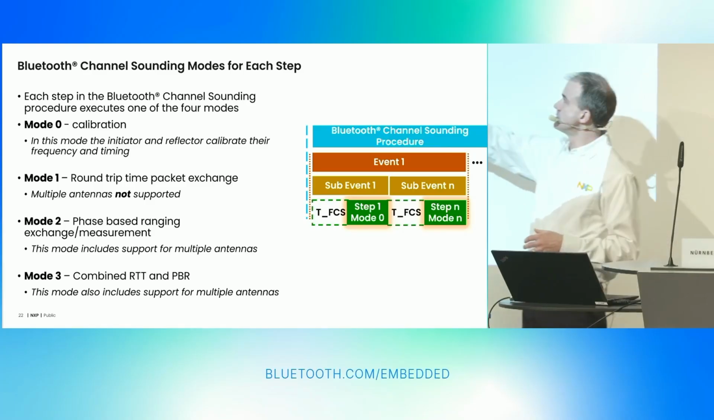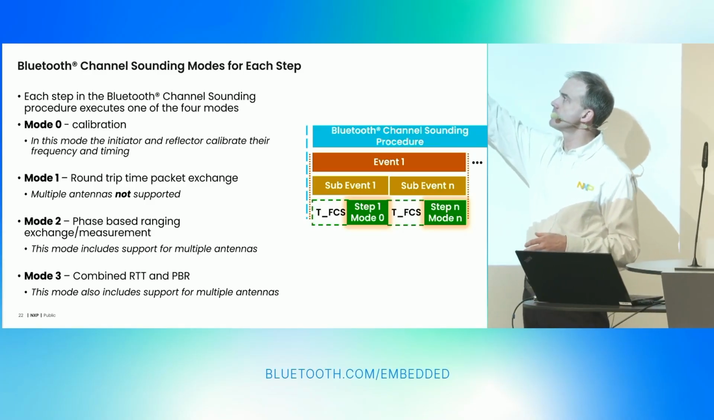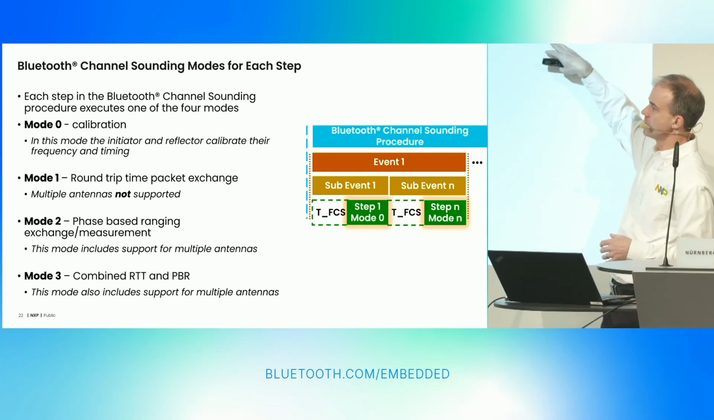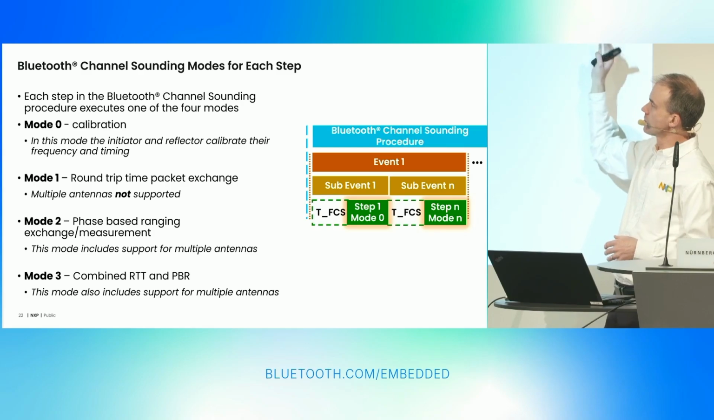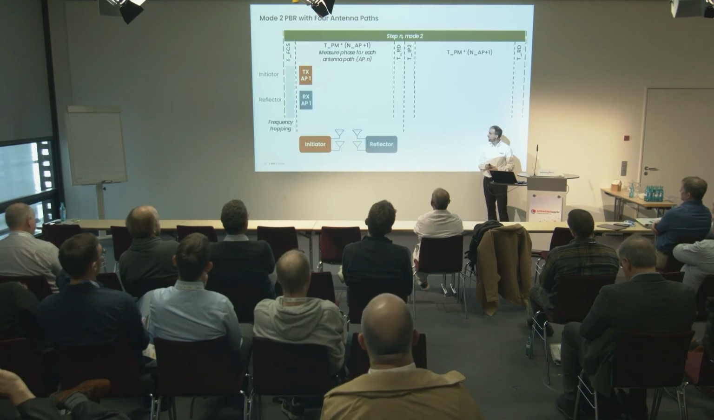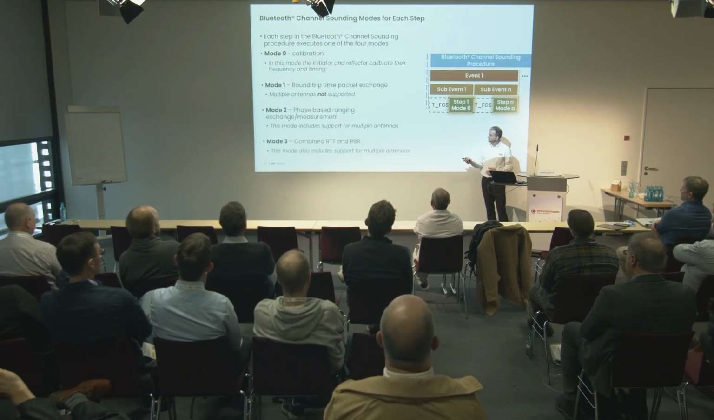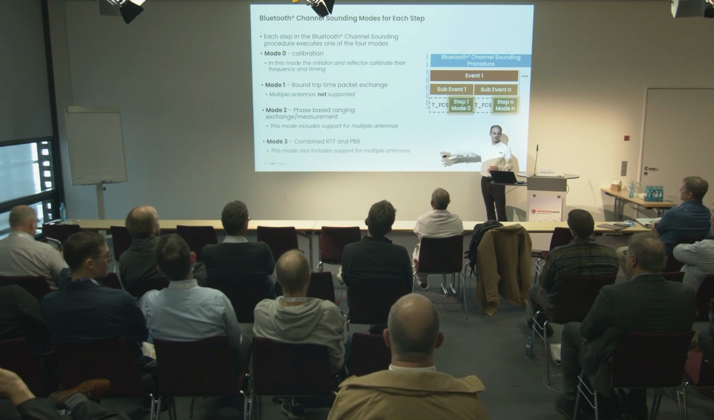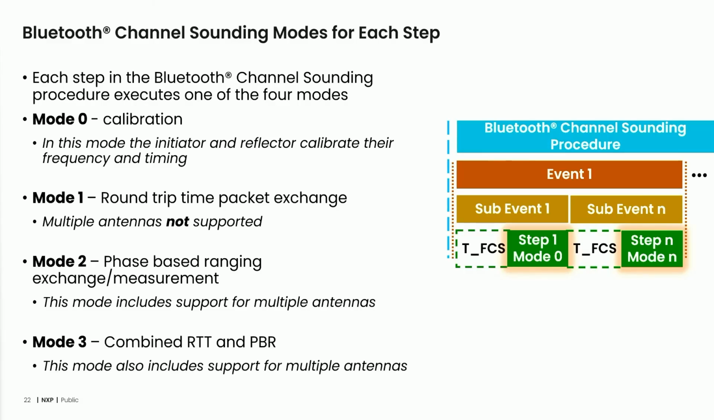So step 1 here is mode 0. We could have step 2, which is, say, mode 1. Step 3 would be mode 2, and so on and so forth. But each step is only one of these four modes, so it's very defined what each step is going to be. As you can guess, we're going to talk about mode 2, because that's the phase-based ranging. Mode 3 combines the two, so once you understand mode 2, you can combine the two pretty easily.